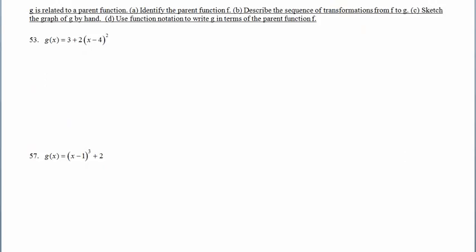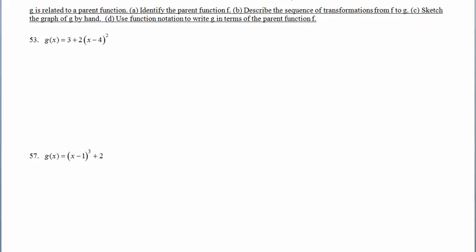All right, it tells us that g, the given function g, is related to a parent function. Okay, got it. And we're going to do parts A, B, C, and D. So A is to identify the parent function, describe the sequence of transformations, sketch the graph of g by hand, which we'll do, but you can use a calculator to verify. And then we're going to use function notation to write g in terms of the parent function f.